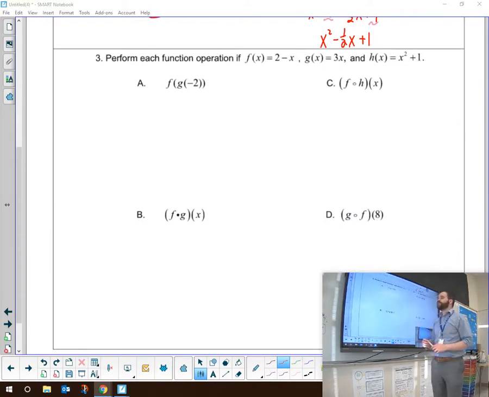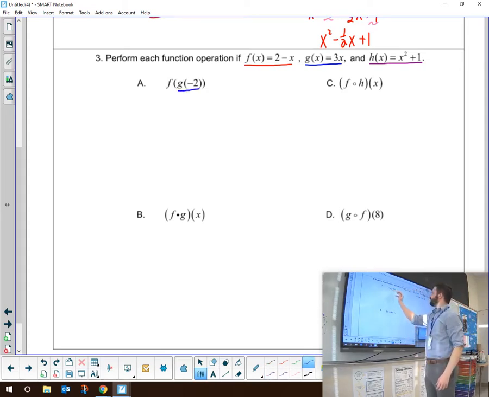All right, now for number 3, we have 3 separate functions. I have f of x, I have a g of x, and I have h of x. And we're going to use different colors to keep them separate. But let's take a look at letter A. We have f of g of negative 2. So my first step is we're going to figure out what g of negative 2 is. Okay? So that's step number 1. We're going to figure out what g of negative 2 is.